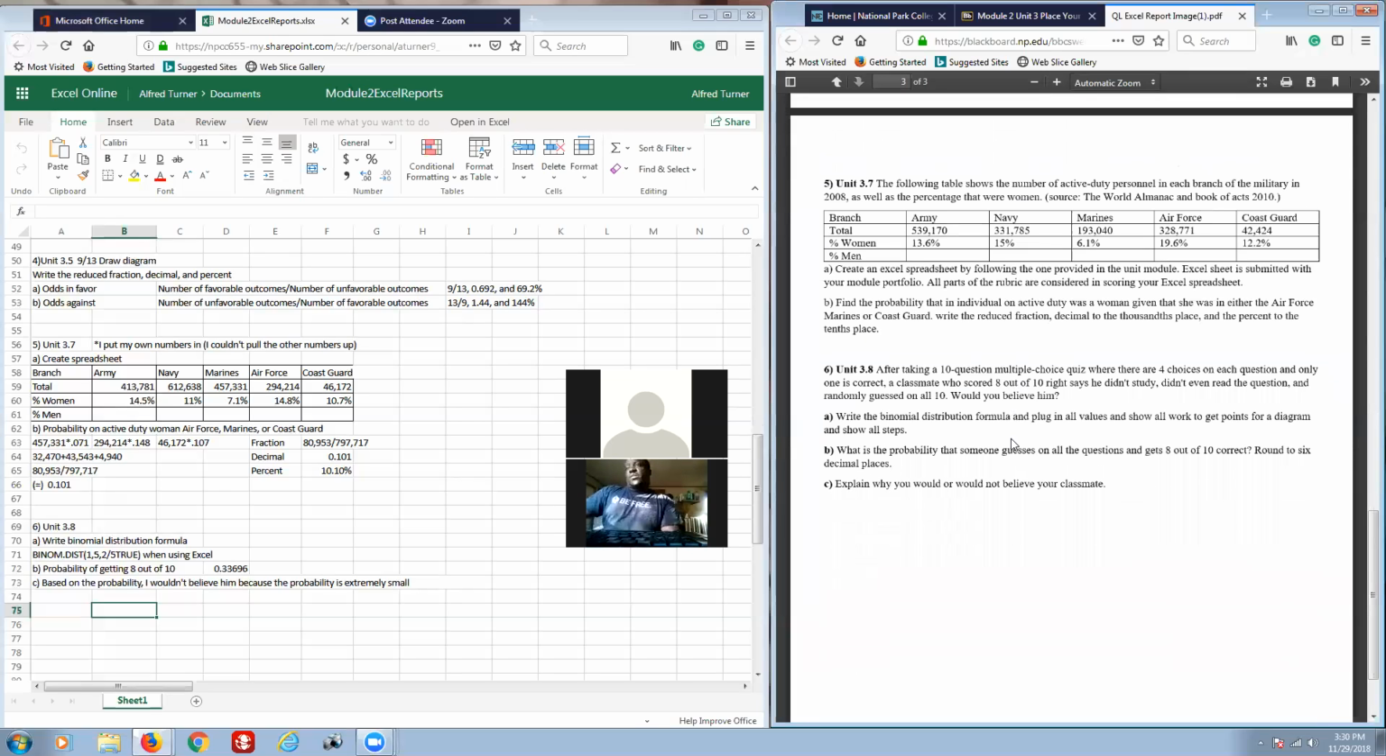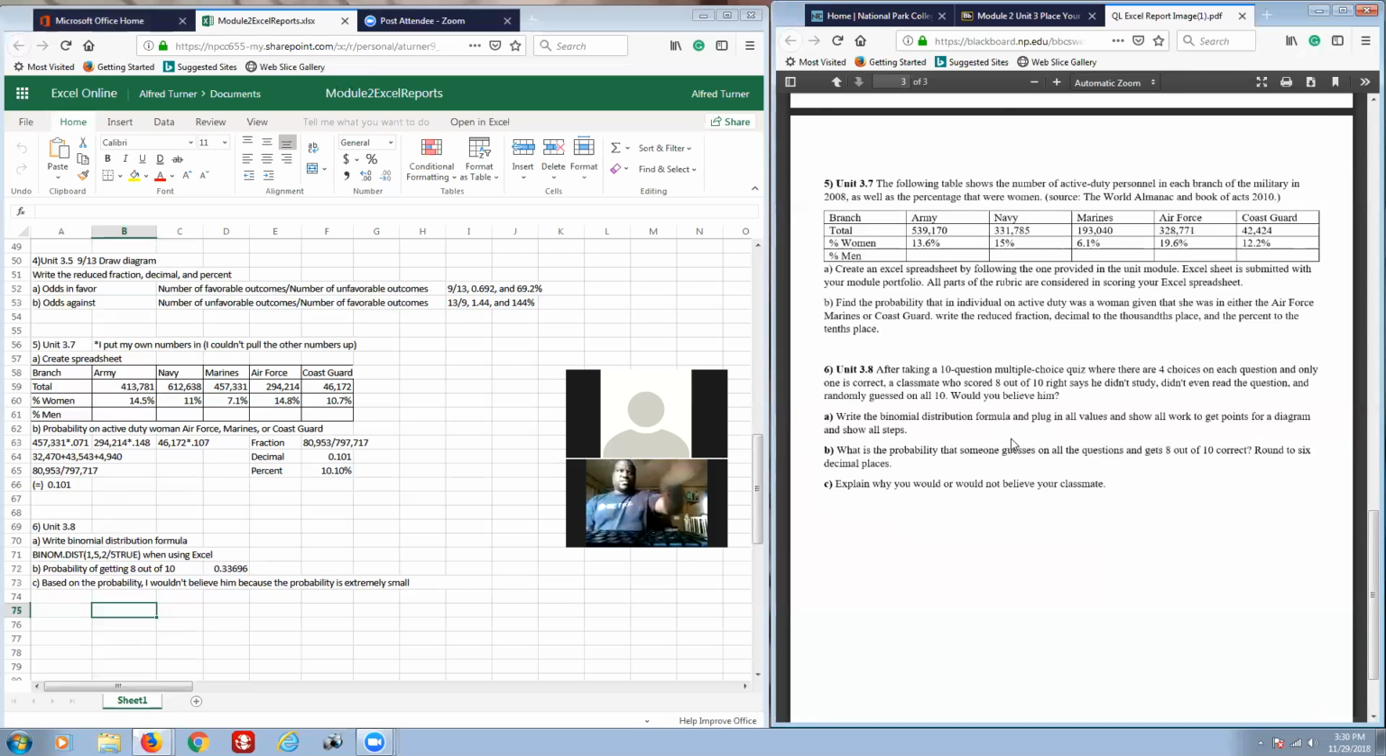Number 5, it told us to grab some numbers from somewhere, but I used my own numbers. Actually, my wife gave me the numbers. And they wanted me to create an Excel spreadsheet by following the one provided and the unit model. Want to label all parts. This is part A right here. You see, I did it over.